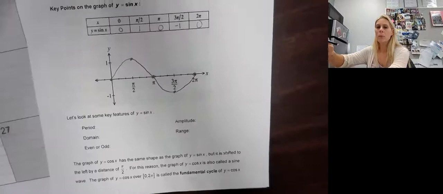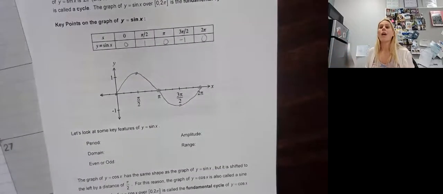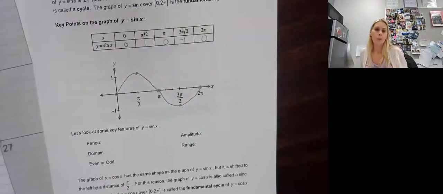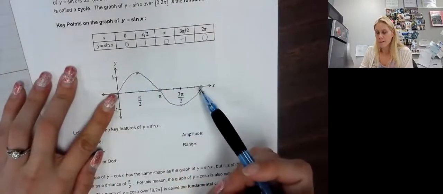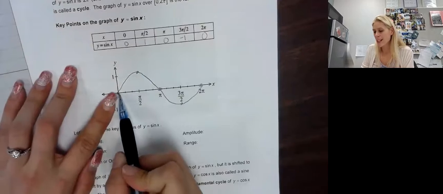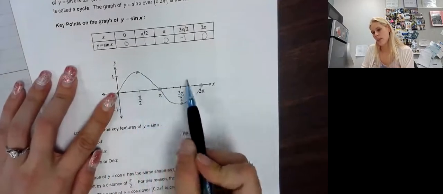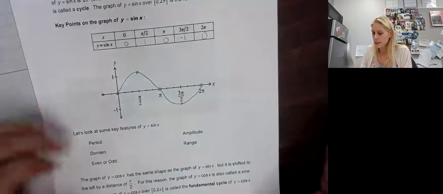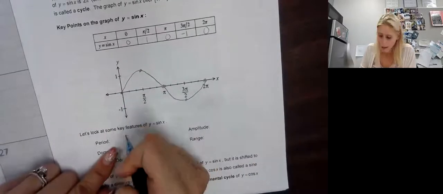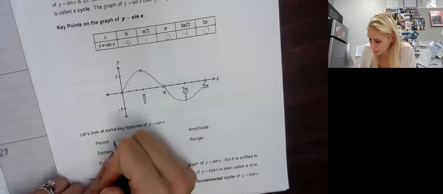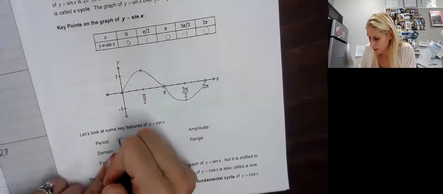It looks familiar because sine starts at what we call the midline, okay? And it goes up for a positive sign. Last year, we learned that when it was a negative sign, it would go down and up. So let's look at some key features. Well, in this case, our period goes from 0 to 2 pi. So our period's 2 pi.